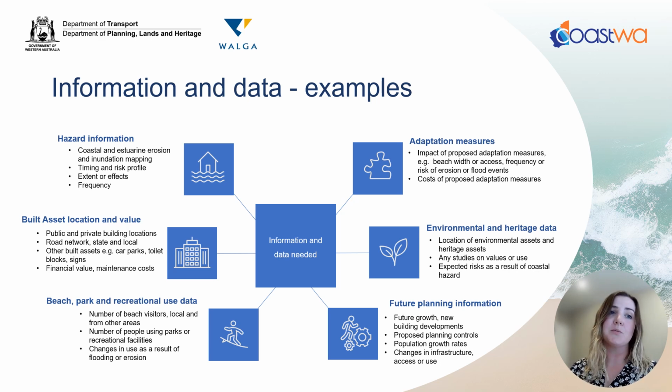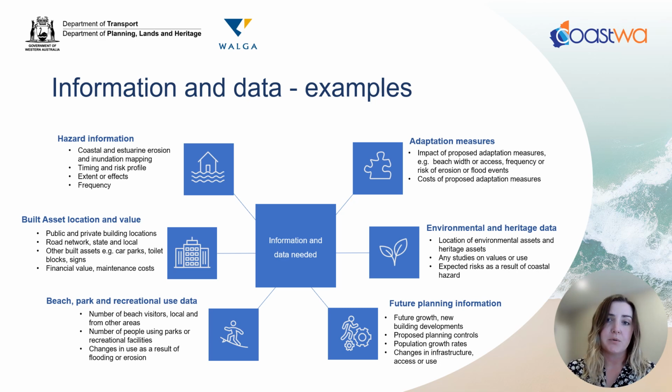Another one is beach, park, and recreational use data. This is often very important for benefit distribution analysis relating to coastal adaptation, but it's also often a big gap. So if you can get data like number of beach visitors, how many are from the local area, how many are visiting from outside, the number of people using your parks, other recreational facilities, and then also what might be the impact on those numbers as a result of flooding or erosion.